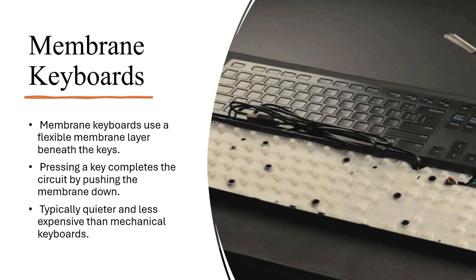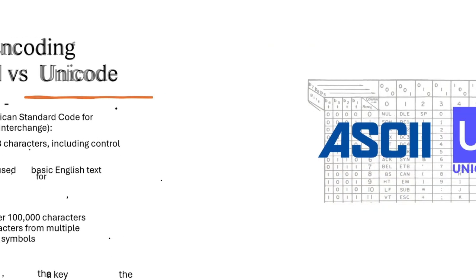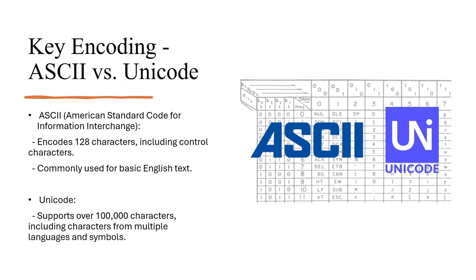Now that we understand how the keyboard registers a key press, we will talk about how the key press is turned into a character the computer understands. In the following slide, key encoding: ASCII versus Unicode. This process relies on encoding systems such as ASCII and Unicode. ASCII, which stands for American Standard Code for Information Interchange, is a system that encodes 128 characters, including letters, numbers, punctuation, and also control characters.